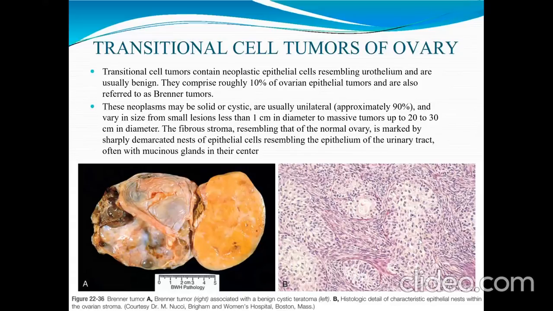Then we can see the picture on the right, that is B. It is showing us histological detail of the characteristic epithelial nests within the ovarian stroma.